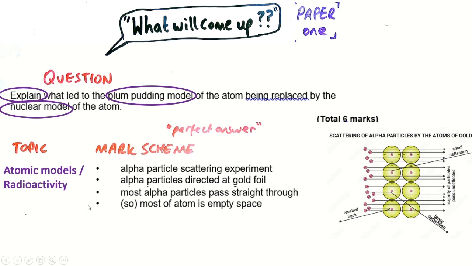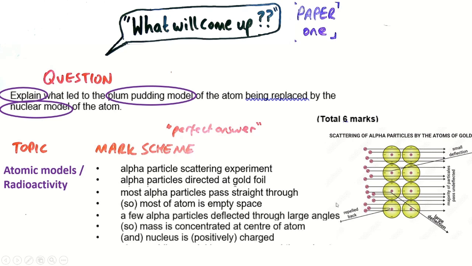The fact that some of them deflect, not reflect, but deflect through large angles, like these ones here, shows that the mass is concentrated at the center and is also positively charged. The repulsion between the 2 positives, so the positive alpha and the positive nucleus, means that it's deflected, or it experiences a force and repels away.